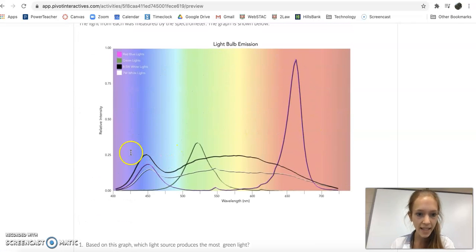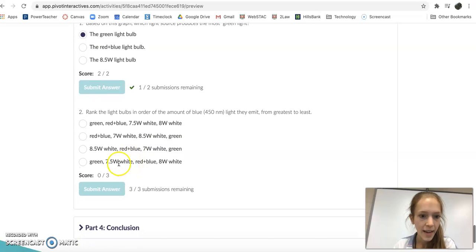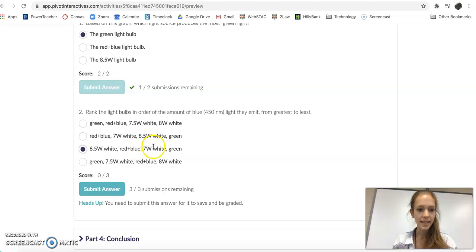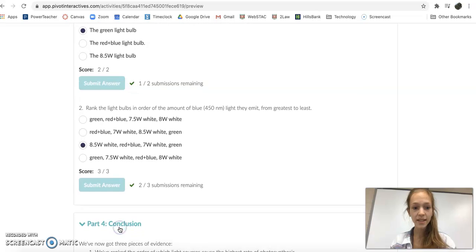So what I'm going to look at is the blue part of my spectrum. I'm going to go, which line is on top? That looks like my 8.5 watt white light, then my red and blue, then my 7 watt white light, and then my green. Where did I get those from? I looked up here in my key. So I'm going to find 8.5 watt white light, then red and blue, then 7 watt, then green. Submit. So now the conclusion, this part's for you.